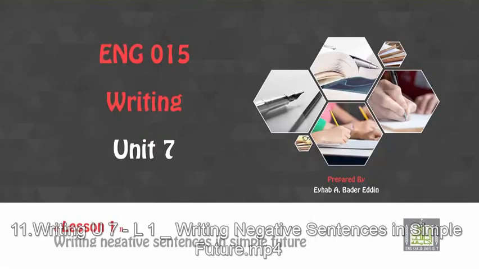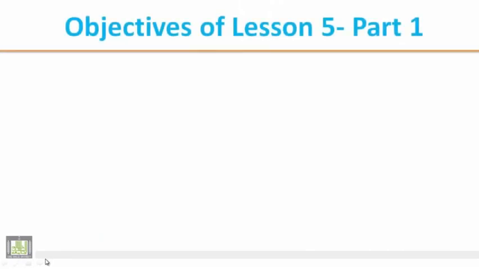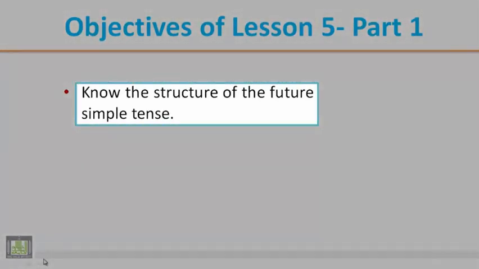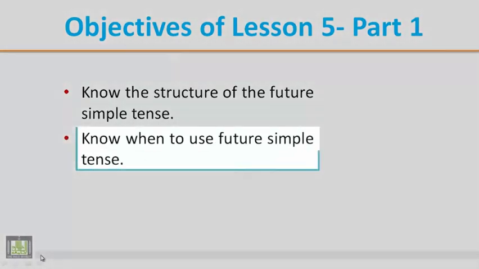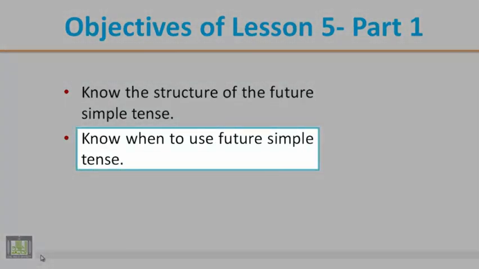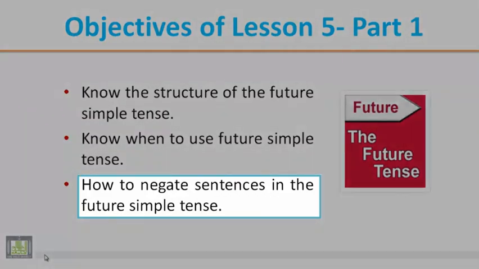Hello everyone. Today we're going to start our last unit, which focuses on writing negative sentences in simple future. As we usually do, we're going to review the objectives of this lesson. Number one, we are going to let the student know the structure of the future simple tense. Two, we're going to let the student know when to use the future simple tense. And the last objective is to teach students how to negate sentences in the future simple tense.